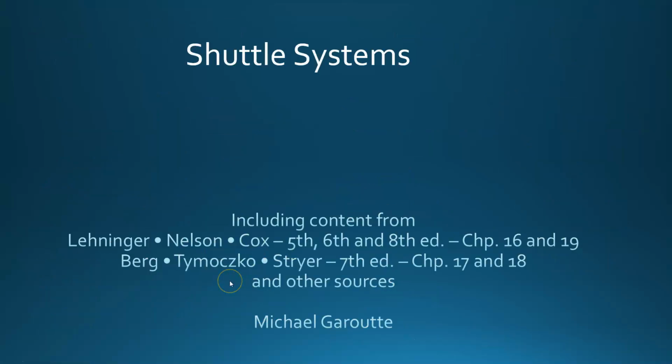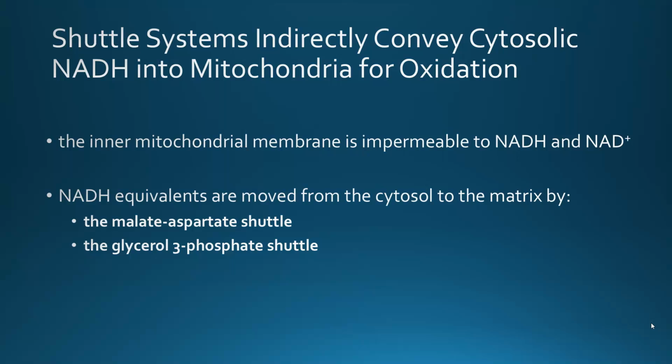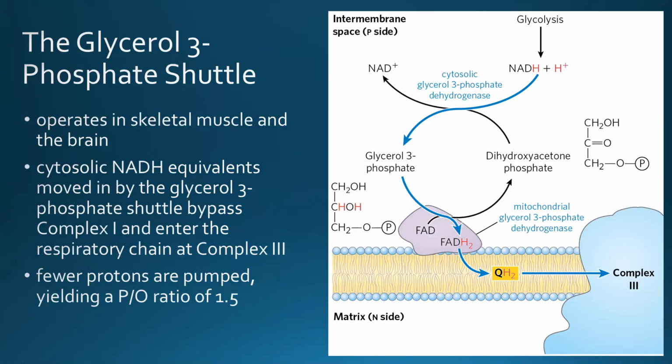So the last thing to take a look at is the difference in how NADH that is created in the cytosol can get into the mitochondria to be a part of the electron transport chain. NADH itself does not cross the mitochondrial membrane, so therefore we need to have some kind of a shuttle system to get the reducing equivalents across the membrane. There are a couple of different ones that we'll take a look at: the malate aspartate shuttle and the glycerol 3-phosphate shuttle. The glycerol 3-phosphate shuttle, as you can see here, operates in skeletal muscle and the brain.